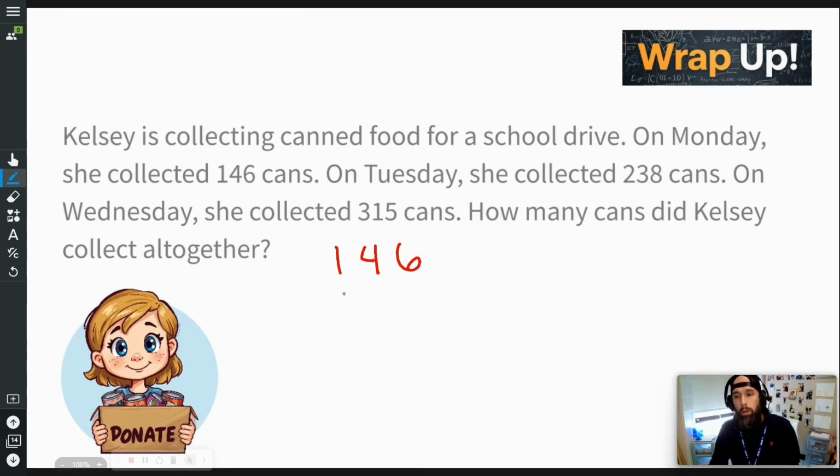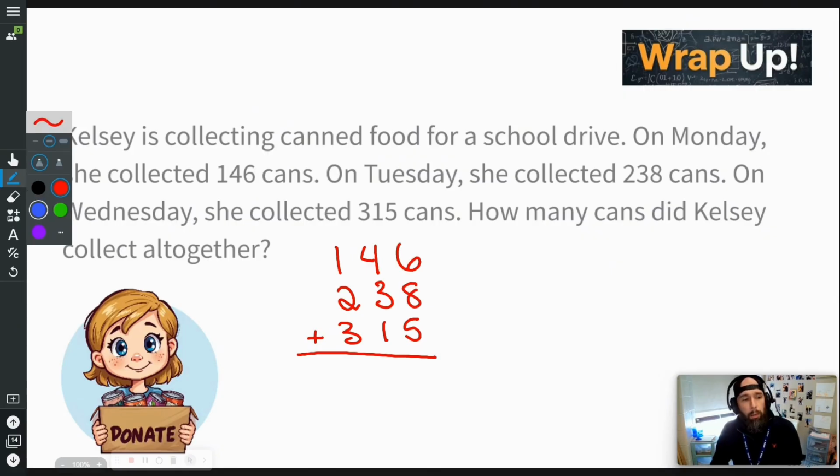146 lines up with 238 perfectly, which also lines up with 315 perfectly. And we're going to add these three numbers up. All right, start from the top right. 6 plus 8 is 14. 14 plus 5 is 19. Write out your 9. Carry the 1. 1 plus 4 is 5. 5 plus 3 is 8. 8 plus 1 is 9. So you get a 9 there. 1 plus 2 is 3. And 3 plus 3 is 6.